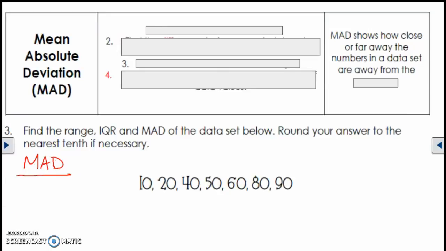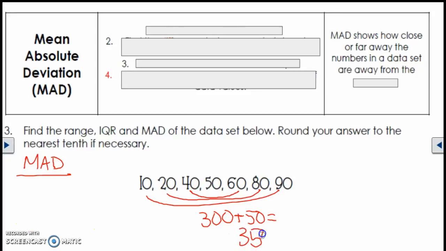The first thing we need to do is find the mean of all of the data. Now this is kind of nice. I don't know if you noticed this, but what's 10 plus 90? 100. What's 20 plus 80? 100. What's 40 plus 60? 100. So we have 3 hundreds here, and now we have to add 50. So this is why the data is so nice. So we have 350.